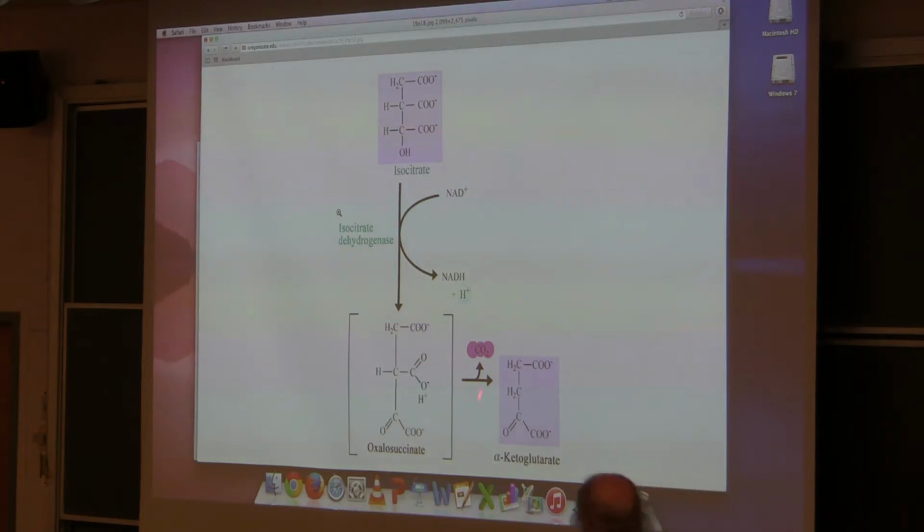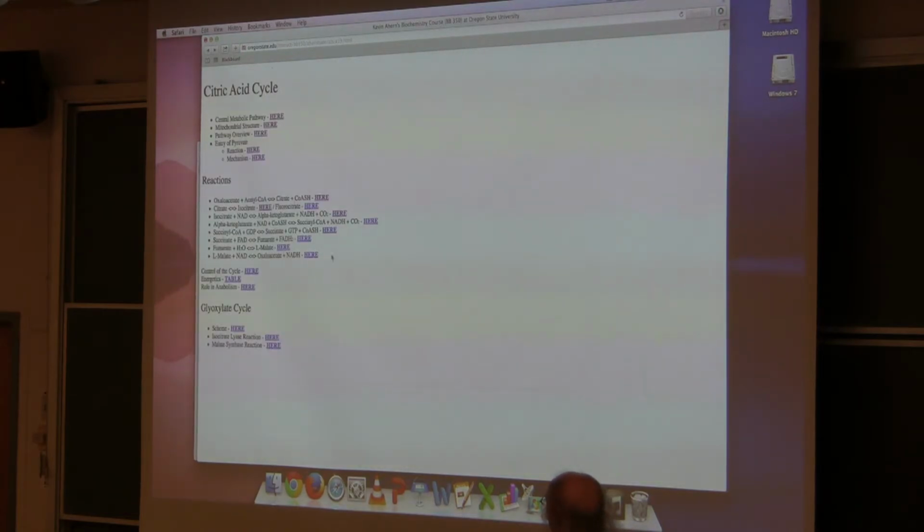The product of this reaction is NADH. It's also carbon dioxide and alpha-ketoglutarate. At this point, we have a 5-carbon intermediate. We've lost one of the carbons of isocitrate.